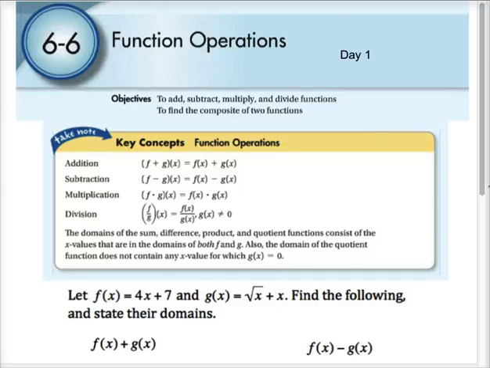Today we're going to dive into a brand new section. We're branching out from just dealing with radicals. We're going to be dealing with what are called function operations. All right, and function operations, what we're focusing on today is being able to add, subtract, multiply, and divide functions.